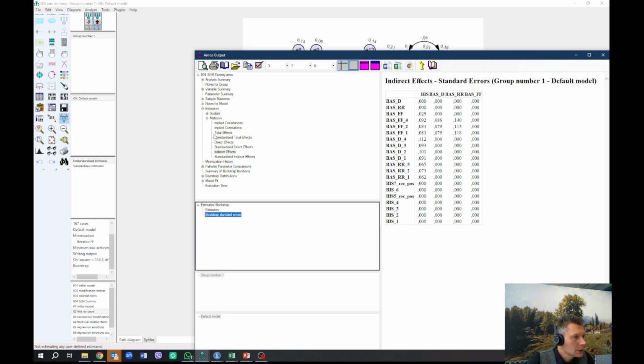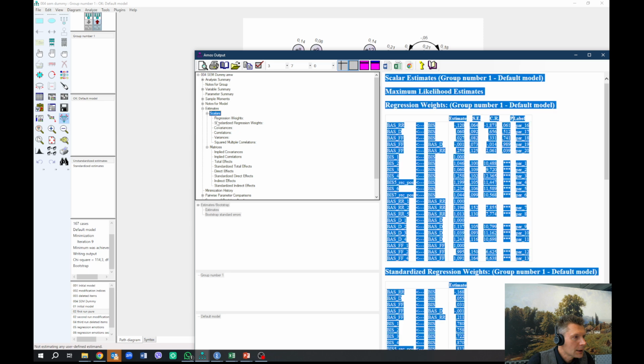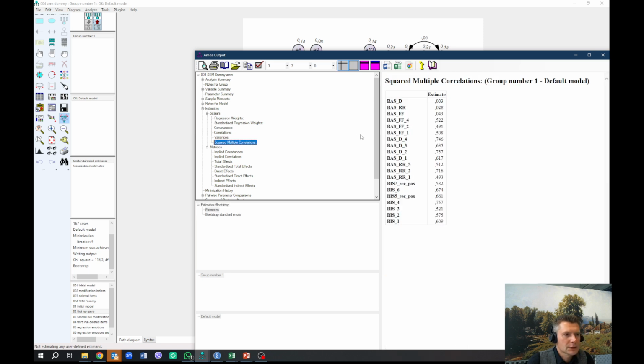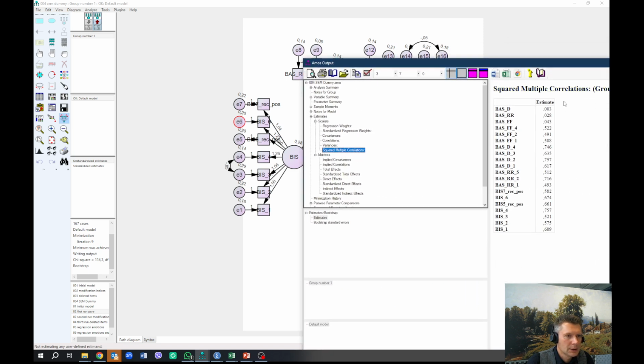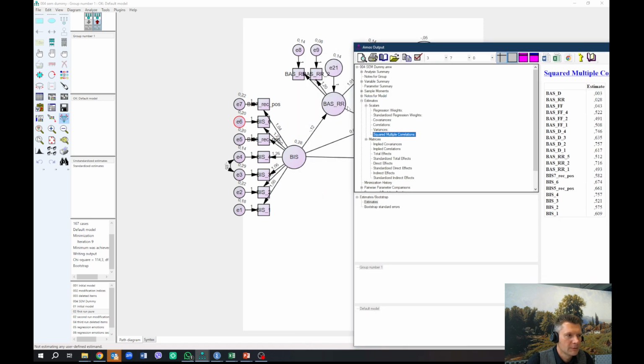And what I also wanted to find out are the squared multiple correlations. And these are actually our R squared. You can see the R squared, it means how much variance we explained in our BISRR is 0.28. So it is 2.8% of variance that we explain using this BIS scale.